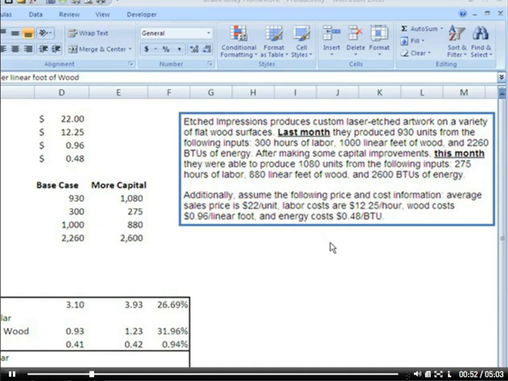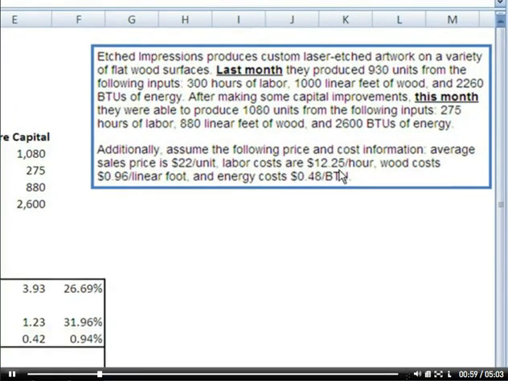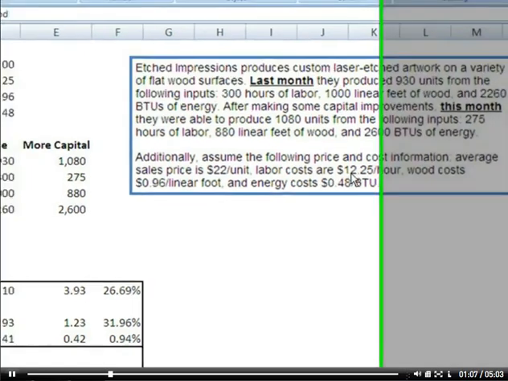Additionally, assume the following price and cost information. Average sales price is $22 a unit. Labor costs are $12.25 per hour. Wood costs 96 cents per linear foot, and energy costs 48 cents per BTU.